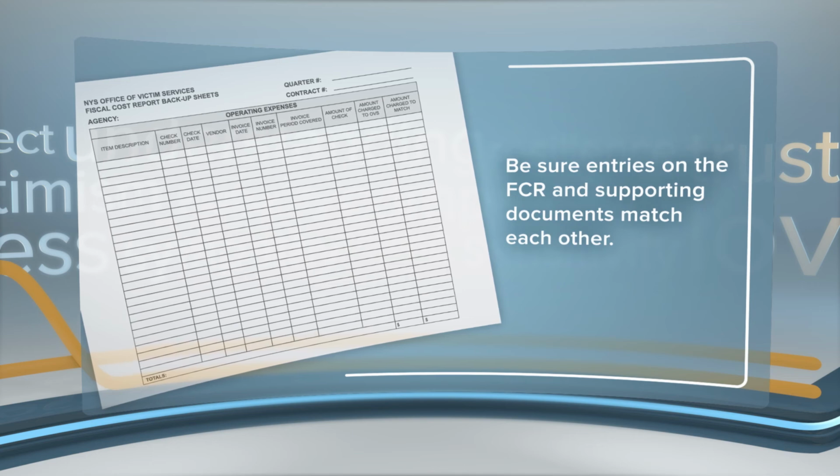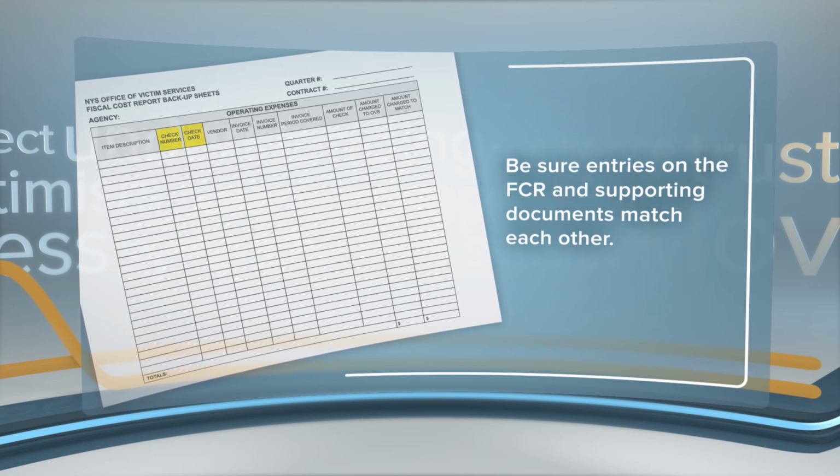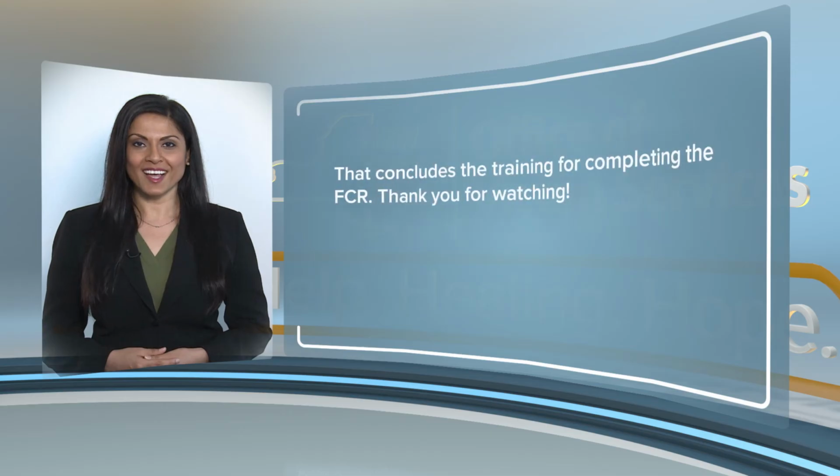OVS can request any additional documents that may be needed to substantiate a reimbursement request. Please be sure that the entries on the FCR, such as check date, check number, and amount of check, and the supporting documents provided match each other. That concludes the training for completing the FCR.